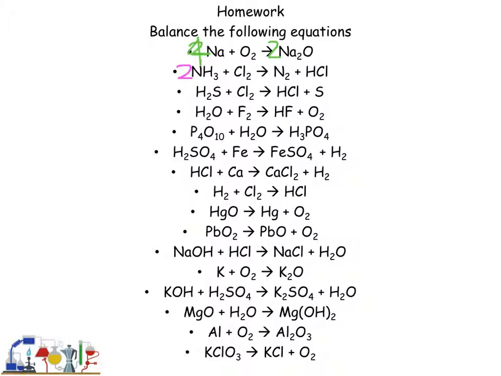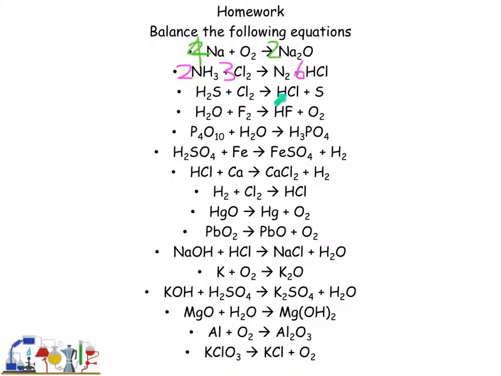2 nitrogens on the left, 2 nitrogens on the right. 6 hydrogens on the left, 1 on the right. Put a 6 over there. 2 nitrogens, 6 hydrogens, 2 chlorines, 6 chlorines. I need a 3 over there. Double check myself. 2 nitrogens on the left, 2 nitrogens on the right, 6 hydrogens on the left, 6 hydrogens on the right, 6 chlorines on the left, 6 chlorines on the right.